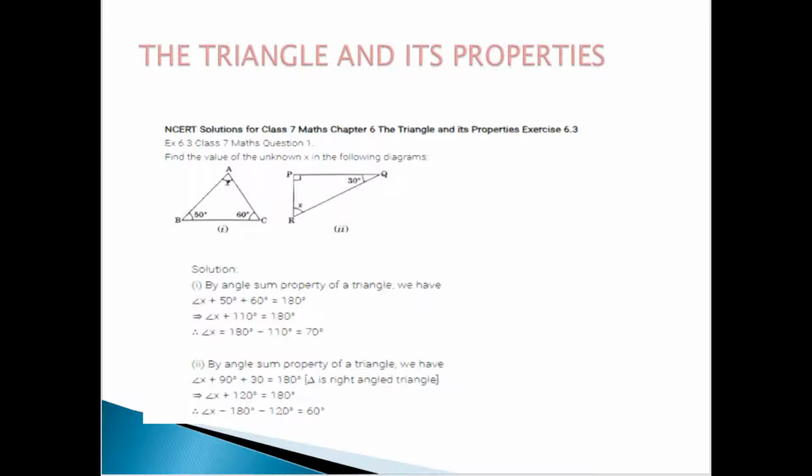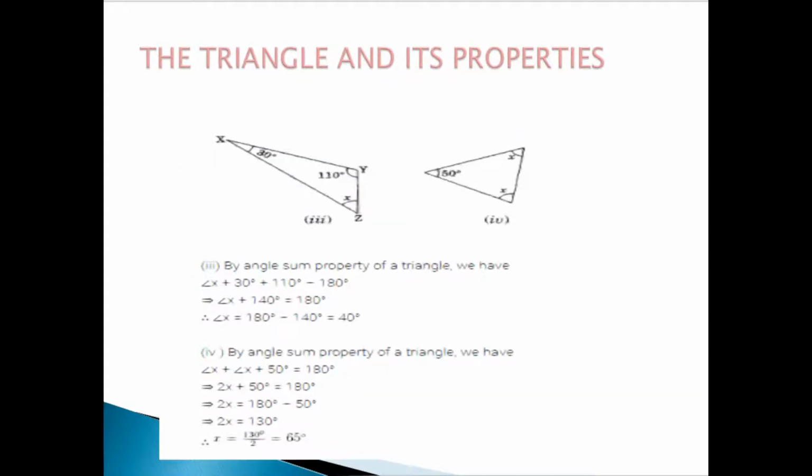Similarly, in the second figure, we have been provided the angles 90 degree, 30 degree and x in triangle PQR. So again we are going to apply the angle sum property, that is x plus 90 plus 30 equal to 180 degree, as it is a right angle triangle which has been shown in the figure. So x is equal to 180 minus 120 equal to 60 degree.